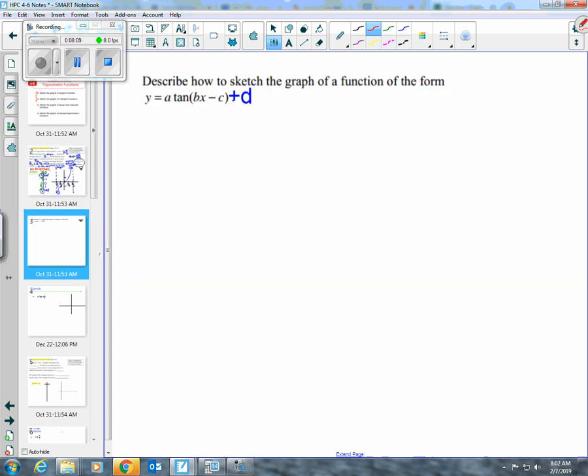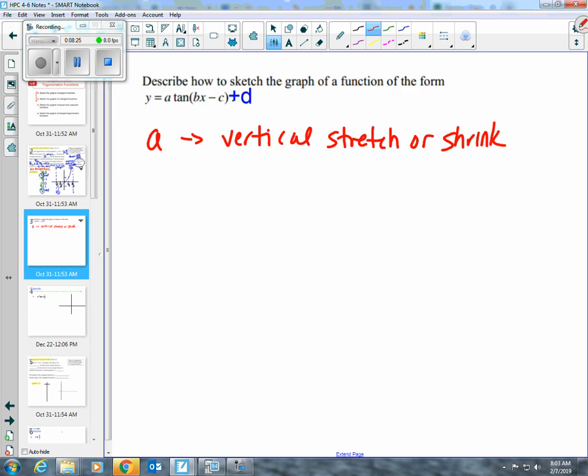So let's talk about what all these values are going to be doing for each one of these. The A is going to tell you the vertical stretch or compression, just like it does for all the other graphs. That's no different. So stretch or shrink, compression, whatever word you want to use. The bigger that value is, the bigger the stretch. Remember, if A is less than 0, then that graph is reflected over the x-axis.